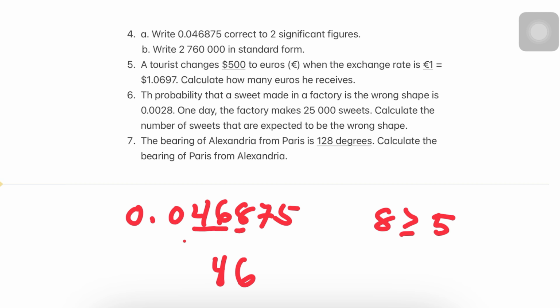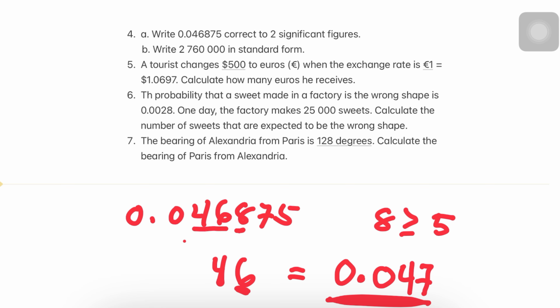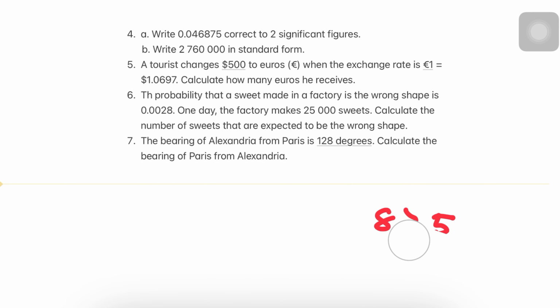So therefore, the two significant figures of 0.046875 is 0.047. So we make 6 into 7, so we add 1 to it, since 8 is greater than or equal to 5. Okay? So let's go to letter B.